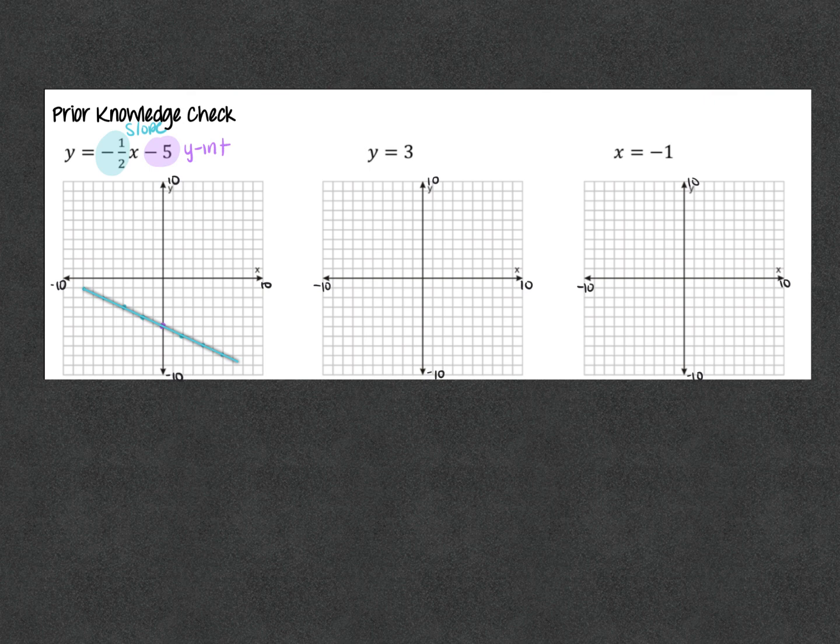Okay. We also have a couple of special lines. So we have y equals 3. We're going to go to our y-axis and go to the 3. These are horizontal lines, so we're going to draw a line horizontally through that point. And then x equals -1: on our x-axis we're going to go to -1, and same idea, we're going to draw a vertical line through that one.